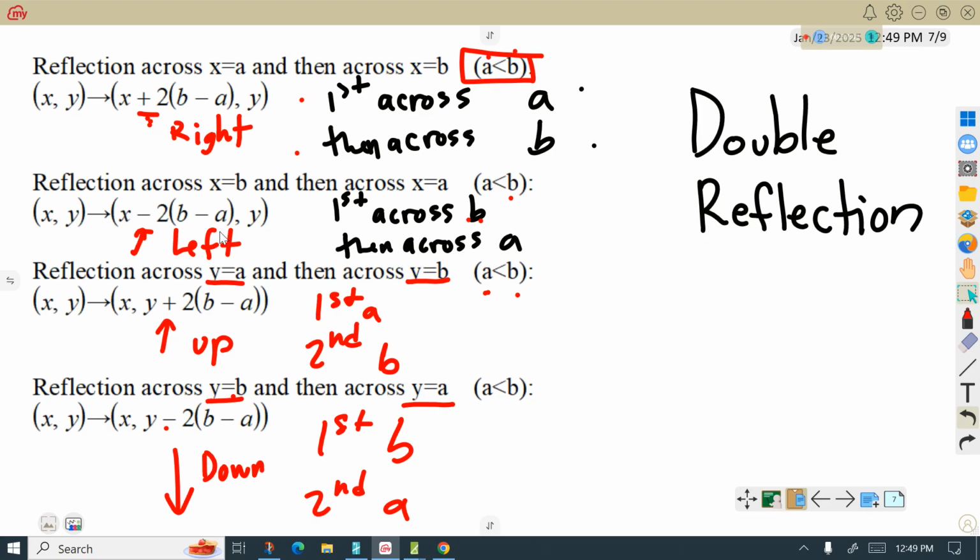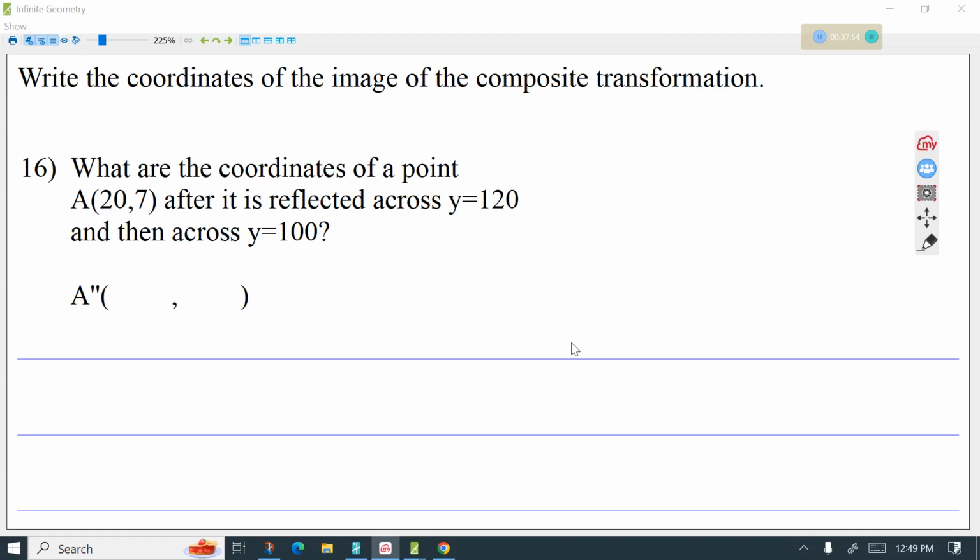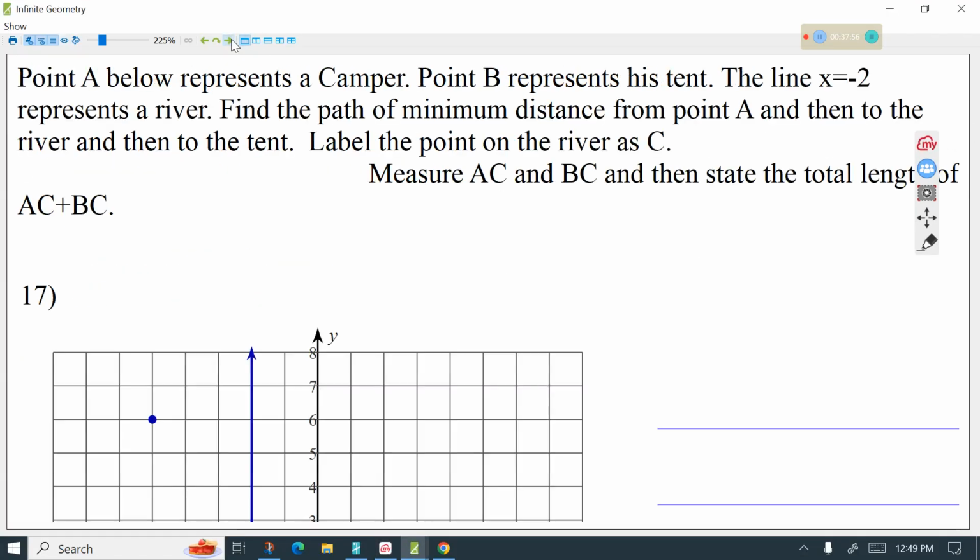All right? The ones that go left and down are the ones that kind of go backwards, right? Where we start with the bigger number and then we reflect across the little number. All right? So we've got other ground to cover, so we'll move on. Double reflections was like a whole couple days in class. Now we'll get to this thing.